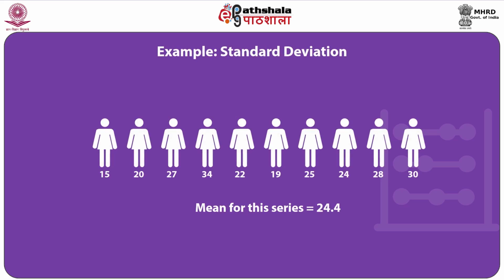use the positive square root, that is standard deviation S. Compute the standard deviation for the following data on age of 10 women in years. For instance, if the data is 15, 20, 27, 34, 22, 19, 25, 24, 28 and 30, the mean of this series becomes 24.4. The computation of standard deviation for the given data on age of women is presented in table 3.